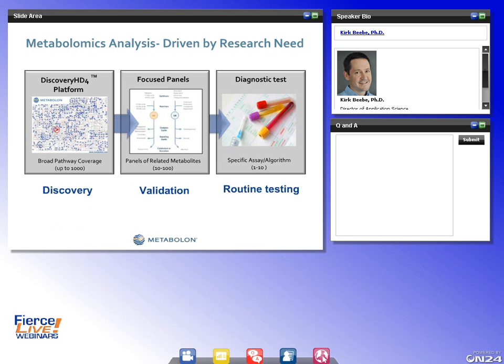And then finally, these biomarkers that come out of these studies can often be turned into routine diagnostic tests as well, as we've done at Metabolon. You can imagine the examples I cited today, adenosine with sickle cell disease, 4-ethylphenyl sulfate with autism, or even the biomarkers associated with nicotinamide metabolism, could be turned into biomarkers if so desired.